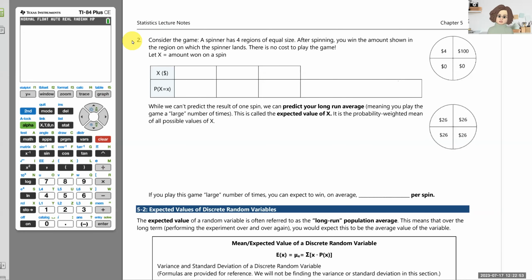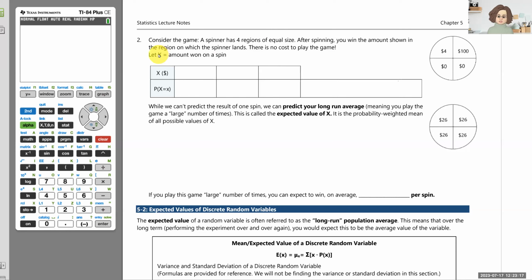Welcome. Let's take a look at number 2, and it says, consider this game where we have a spinner with 4 regions of equal size, and after spinning, you'll win the amount shown in the region on which your spinner lands, and the game is free to play, and we'll let X represent, so our random variable X will be the amount you win on a spin.